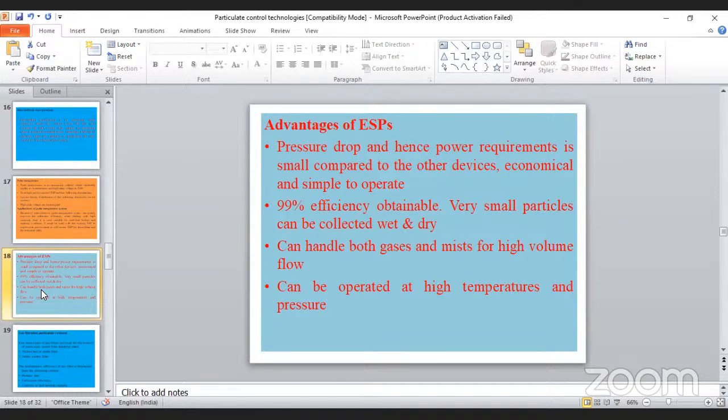The advantages of the electrostatic precipitator are that the pressure drop, and hence the power requirement, is small compared to other devices. It is economical and very simple to operate because everything is ready-made. You have to do only an on-off switch, nothing else. Once you feed the gas, first you switch on the system, then we have to give that pulsation. Pulsation means power supply.